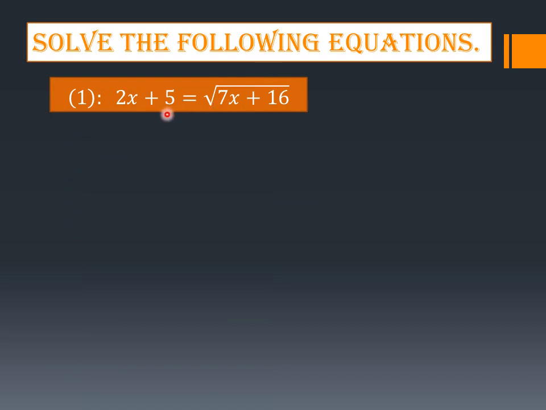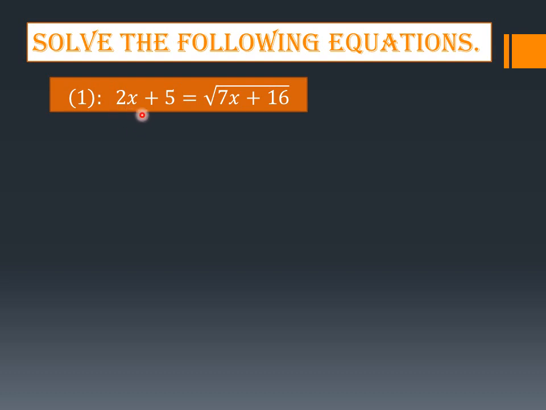Question number 1 is 2x plus 5 equals under root 7x plus 16. As you can see, we are dealing with one root here. It means we are dealing with the first type of radical equation. In all the 4 questions, we will be dealing with the first type of radical equations. Uske baad, in the next lecture, I would tell you about the second type, and in the third lecture, we will be solving the equations that involve the third type of radical equations.